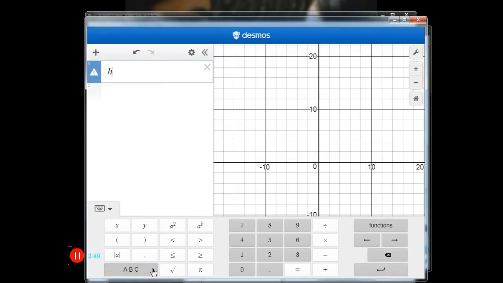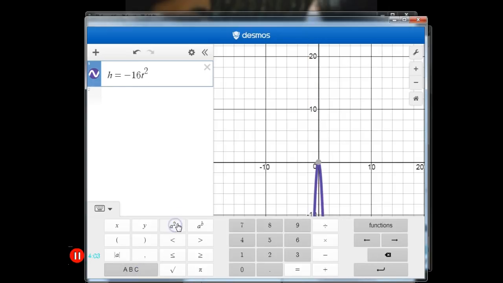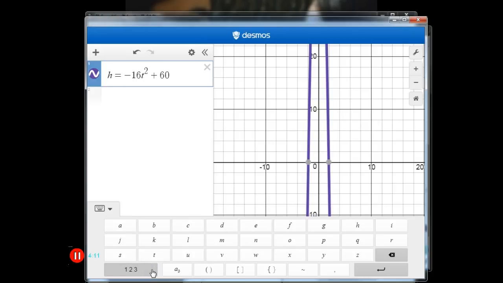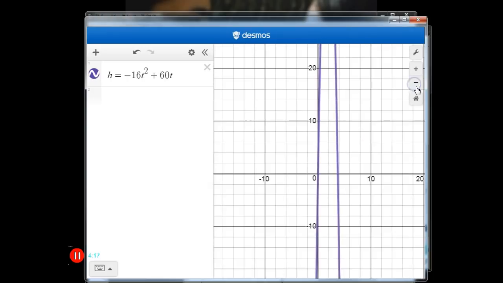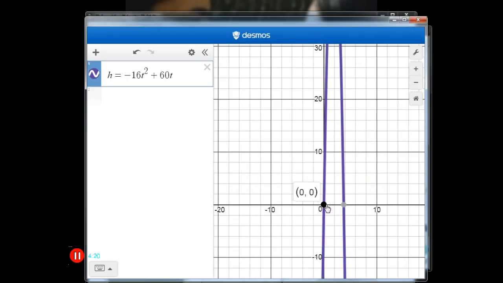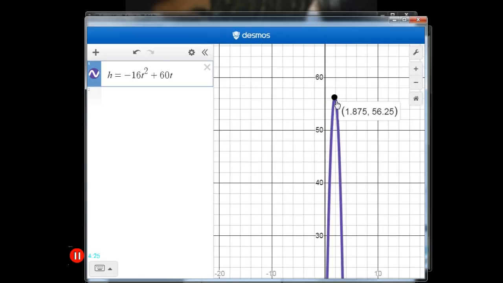h equals negative 16 t squared plus 60 t. Okay, so this is the height of the ball, right? So he starts at 0, and then it goes up 10, 20, 30, 40, 50, and then it reaches that maximum of a height at 56.